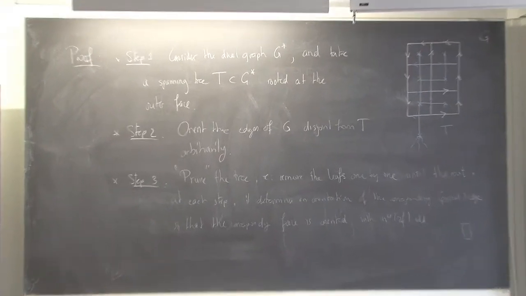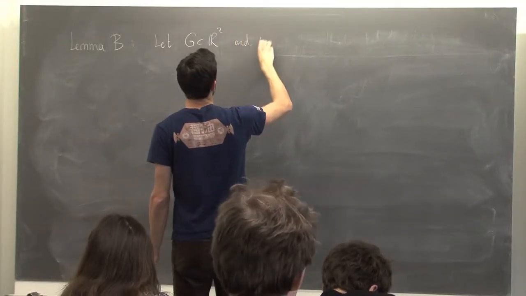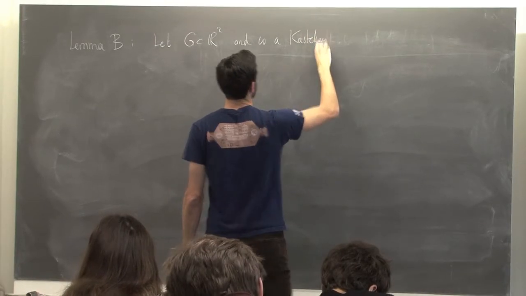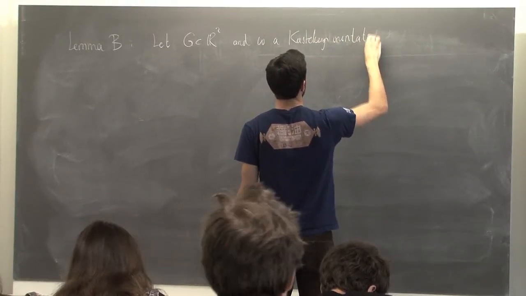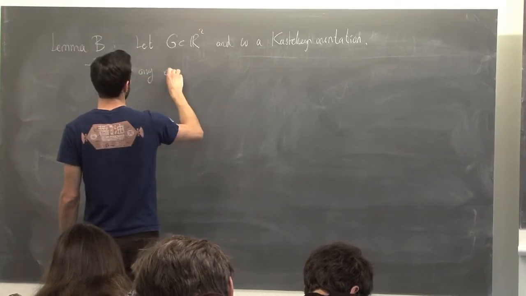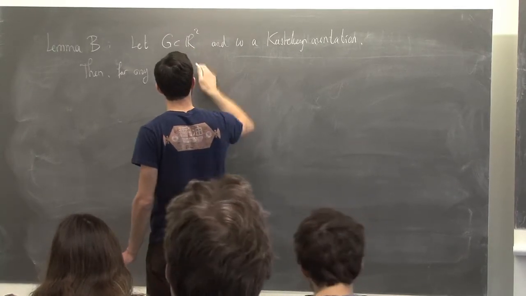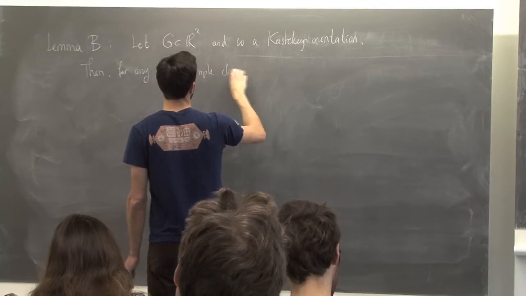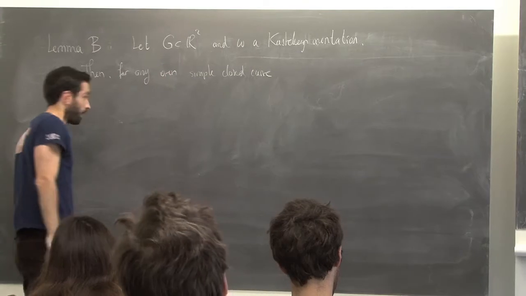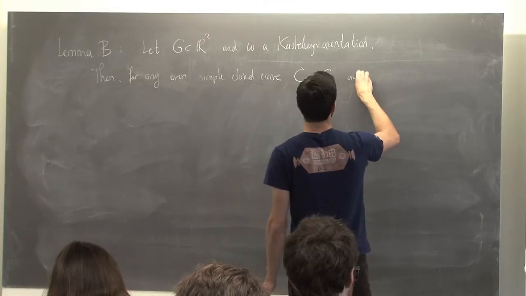Second lemma. Now here we will really use the planarity, not embedded in any surface but in the plane. Okay, let G be embedded in the plane, and omega a Castellan orientation. Then, for any even cycle, any cycle of even length, I'm going to say even simple closed curve, to be sure we're on the same page for terminology. So really a simple closed curve C in G, oriented counterclockwise.